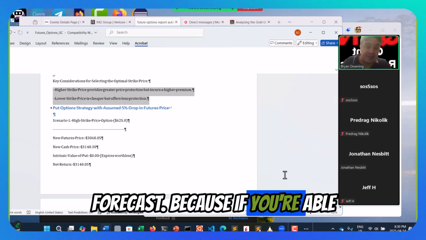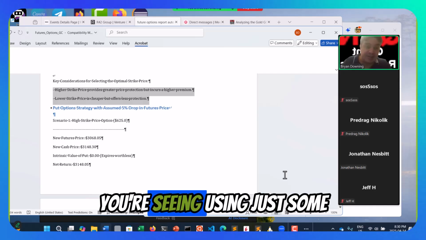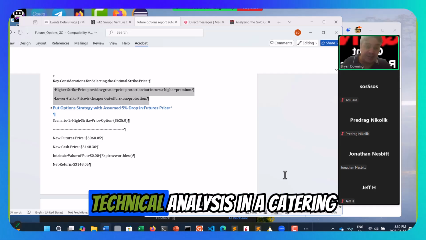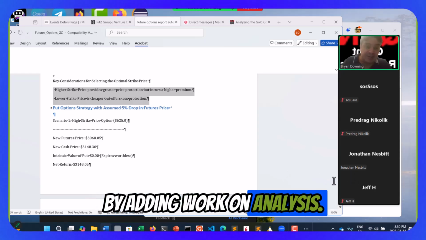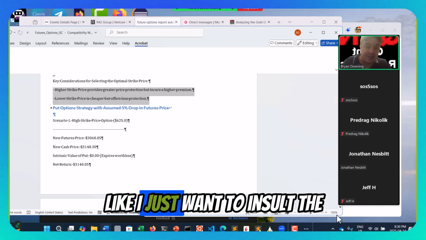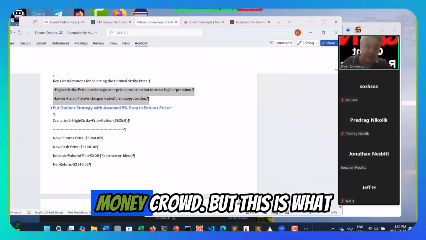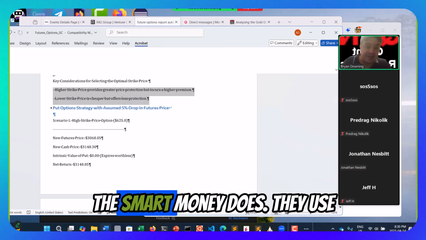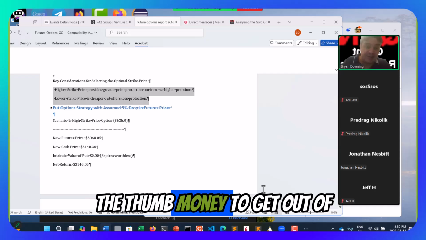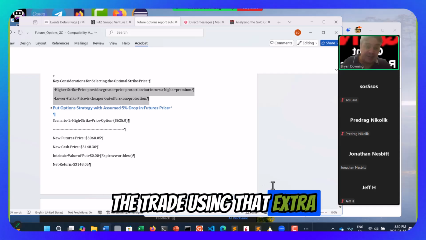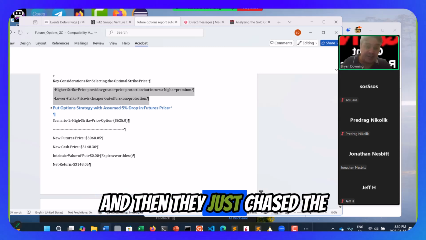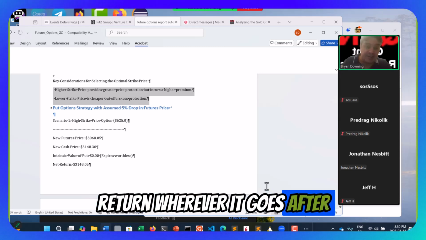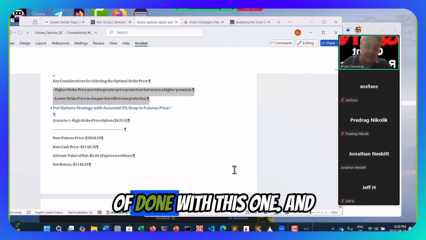Because if you're able to do that, you're no longer guessing using just some technical analysis indicator or chart and then complicate it by adding more technical analysis. I just don't want to insult the dumb money crowd, but this is what the smart money does. They use the dumb money to get out of the trades using that extra liquidity once the dumb money figures out there's a trade here, and then they just chase the return wherever it goes after that. Anyways, I think I'm done with this one.